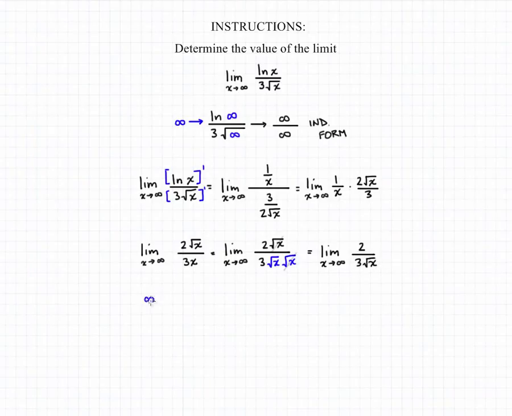Now if we think about what's happening to this function as x approaches infinity, we have 2, a constant, over 3 times the square root of a number that's getting larger and larger in the positive direction. This is going to be the same thing as 2 over that number that's getting larger, which is going to make the fraction get smaller and give us our final answer, which is that our limit is equal to 0.